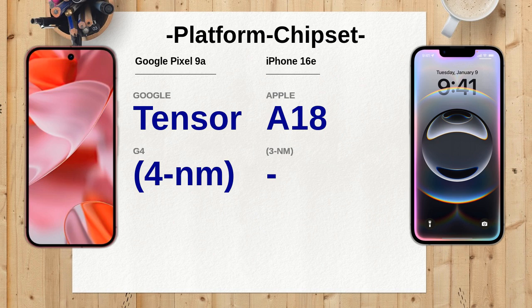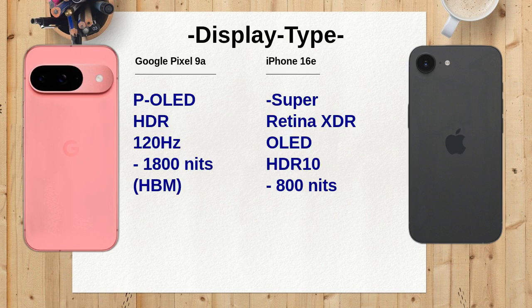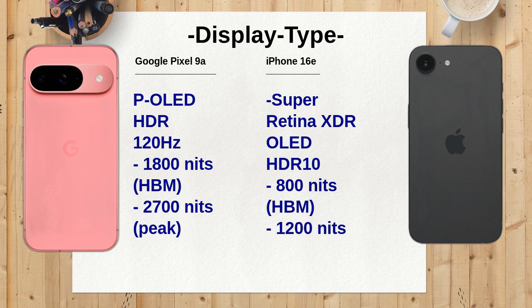in real-world usage scenarios. The Pixel 9a features a POLED display with HDR and a stunning peak brightness of 2700 nits, making it perfect for outdoor use. The iPhone 16e offers a Super Retina XDR OLED display with HDR10, providing vibrant colors and deep blacks. Both are impressive, but the Pixel's brightness can be a game changer in bright environments.